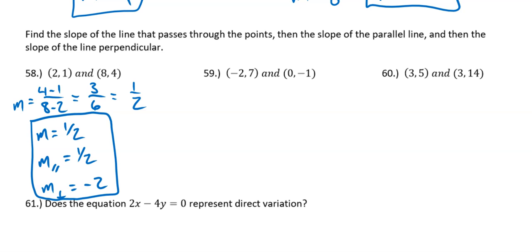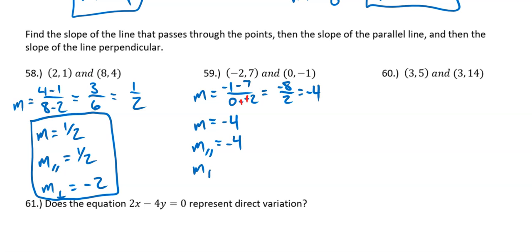That's it. If I look at the next one, same kind of thing. If I were to do the slope formula, again, -1 minus 7. If I do it in that order, then I have to do 0 minus a -2. And be careful with the signs here. Remember, subtracting negative is the same as adding the opposite. So here I get a -8 over a +2. That's a -4. So my slope is a -4, which means the slope of the parallel line is also -4 because it's got to be the same. And the slope of the perpendicular line, opposite reciprocal, that's a +1/4.